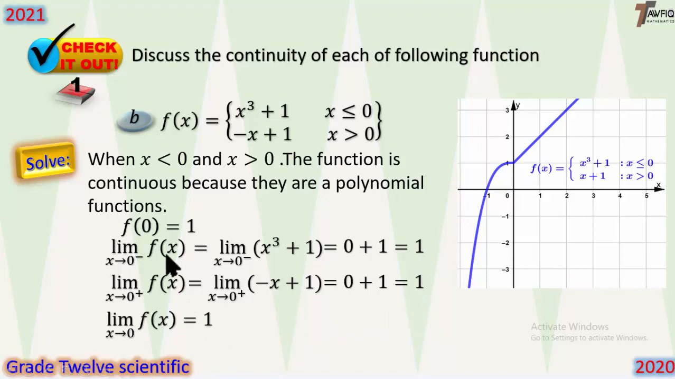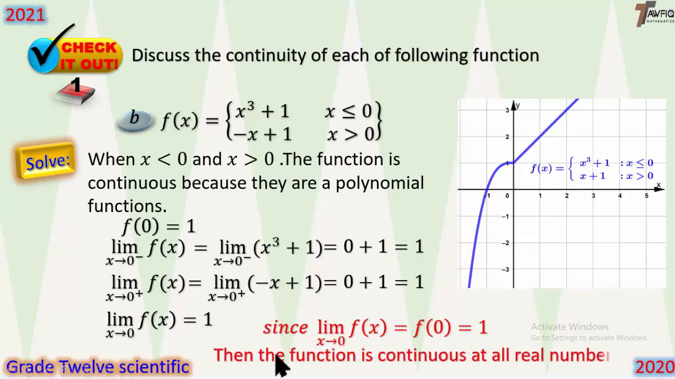Because the limit is 1 and f(0) is 1, that means their values are equal. Then the function is continuous at x equal to 0. That means the function is continuous when x is equal to 0, and therefore the function is continuous at all real numbers.